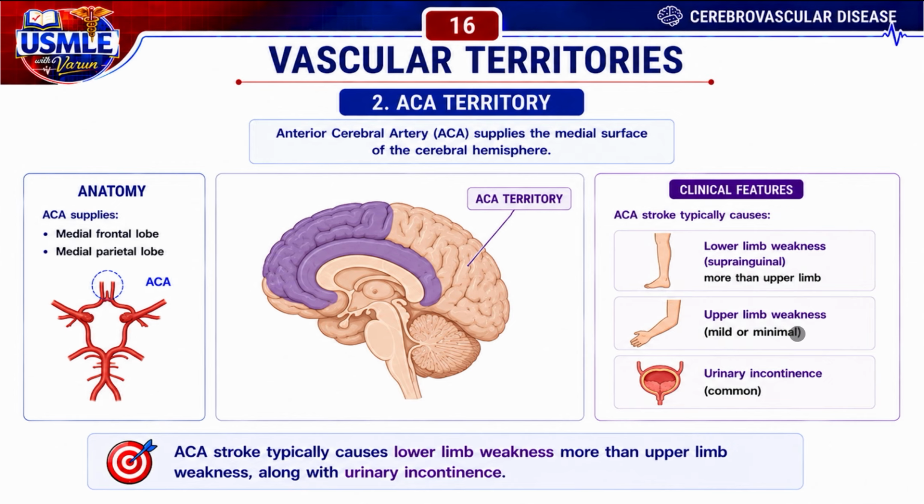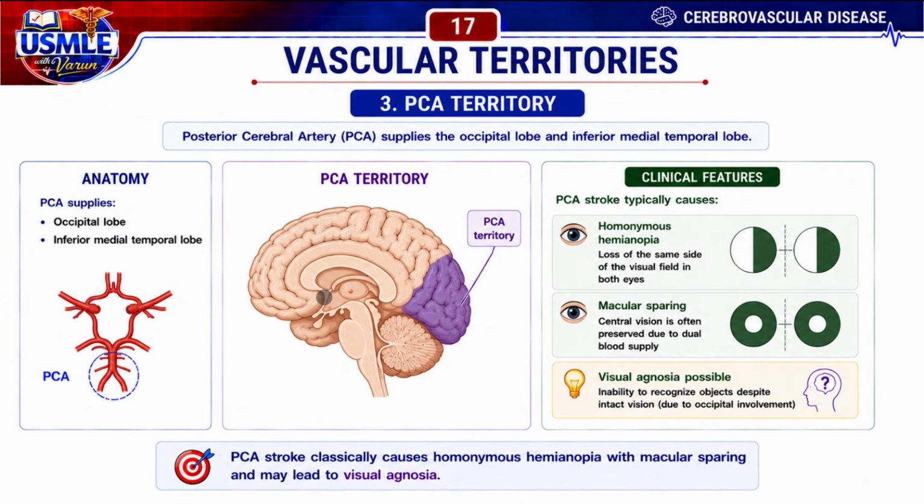ACA stroke typically causes lower limb weakness more than the upper limb, and also upper limb weakness could also be seen. It's usually mild or minimal, and the urinary incontinence could also be present in cases of ACA territory involvement. ACA stroke typically causes lower limb weakness more than upper limb weakness, along with urinary incontinence.